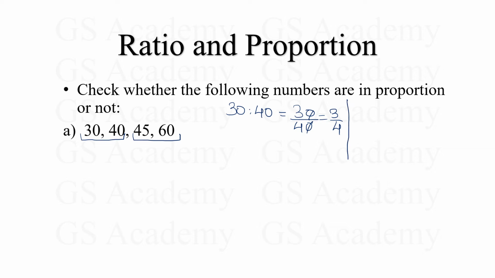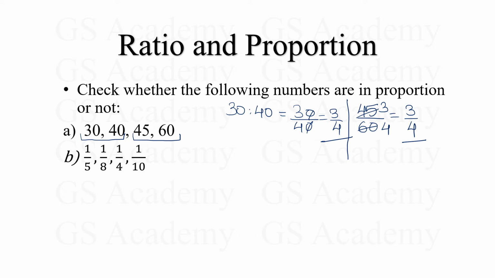Now let's see the second ratio, that is 45 upon 60. So 15 3s and 15 4s. So that means 3 upon 4. So both the answers are equal, that is we can say that these numbers 30, 40, 45 and 60 are in proportion. Let's see the second example.